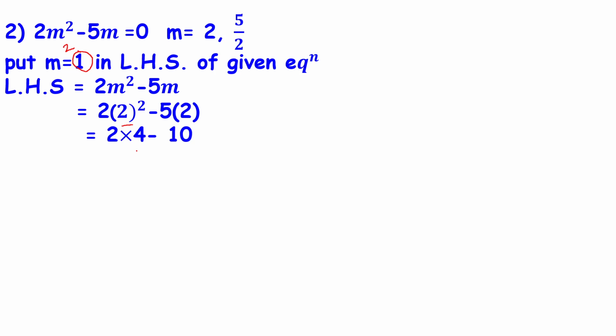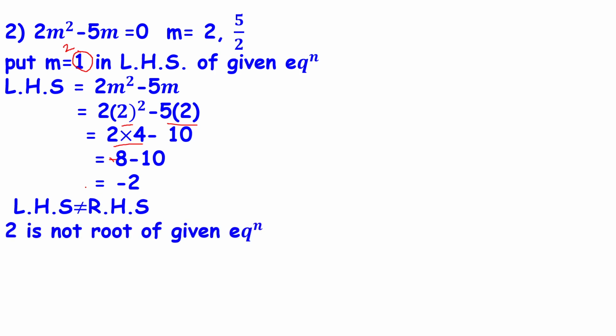That means 2 into 4 minus 5 2s are 10. 4 2s are 8 minus 10. The 8 has sign plus and 10 is negative. Therefore we have to take the subtraction of 10 and 8. Here 10 is greater than 8. Therefore give the sign of 10, -2, and both sides are not equal. Therefore LHS is not equal to RHS. That means 2 is not a root of the given equation.